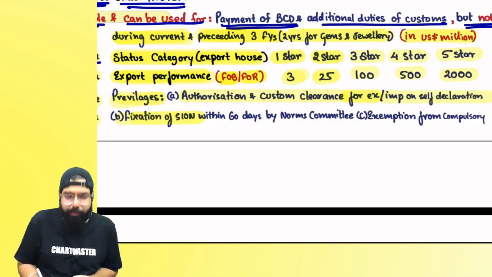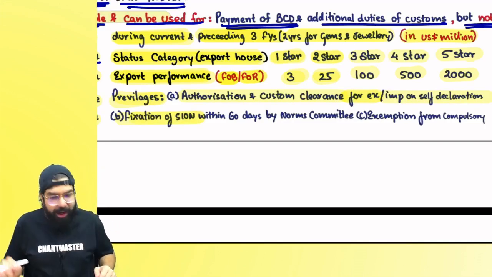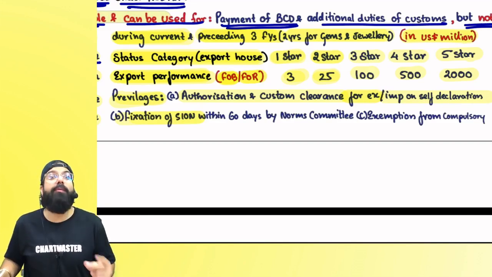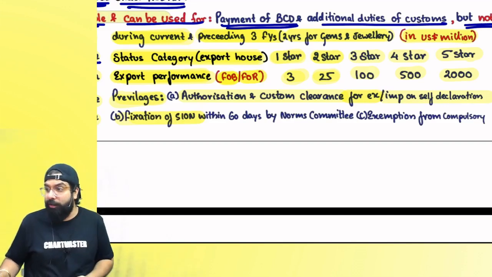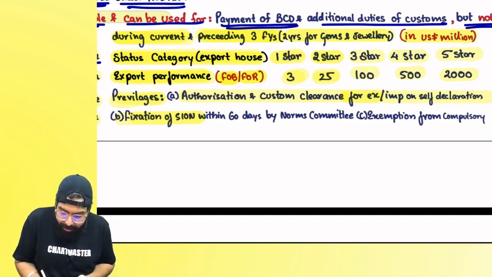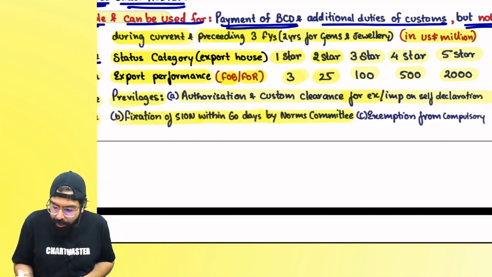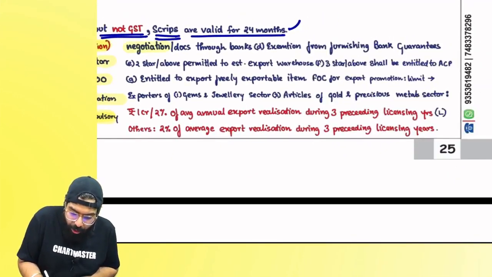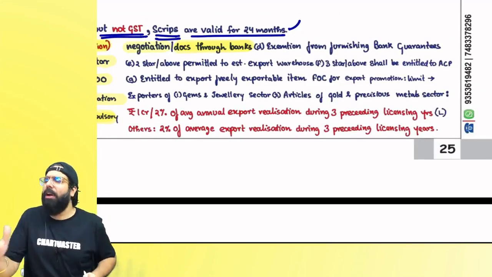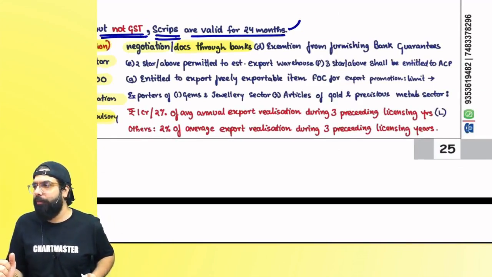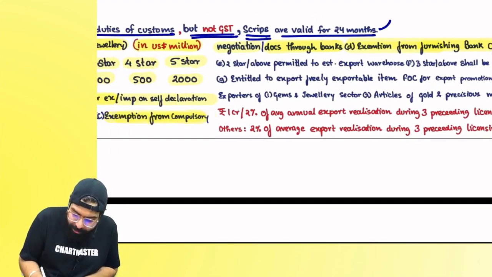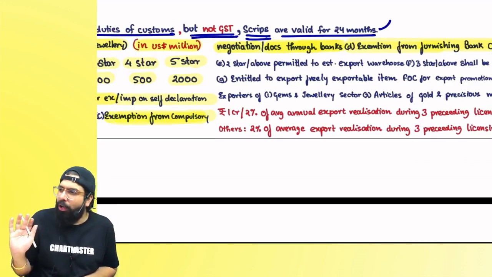Fixation of CON, standard input-output norm. Sir, I want to get these goods into India free, but I don't know what is the CON. They will fix it for you within 60 days. No delays. Within 60 days by the norms committee. Exemption from compulsory negotiation of documents through bank. They are not required to give bank guarantee. Then, exemption from furnishing bank guarantee. All these compulsory documents are also not required.